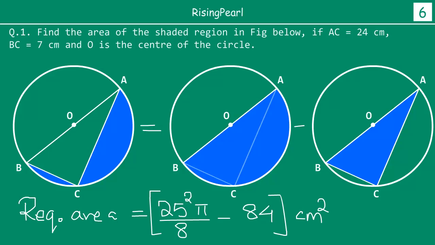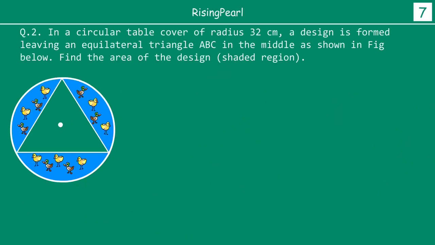Let's take one more question. Wow, this is some funky looking thing. Let's read the question. In a circular table cover of radius 32 centimeter. So this looks like a circular table cover of 32 centimeter. That means if this is a center and we can join any point on the circle, this is the radius and that is given as 32 centimeter.